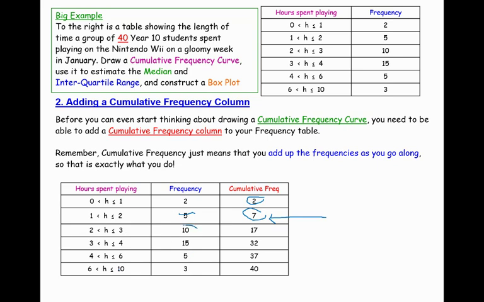We got another 10 students who spend that amount of time. So if I add 10 to 7, that gives me 17. I'll just do the same thing to get 32, 37, and eventually you realize that the last number in the cumulative frequency column is always going to be the same number as the total number of students that we started off with in the question. Does that make any sense?